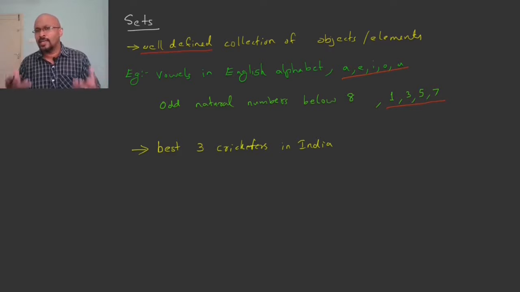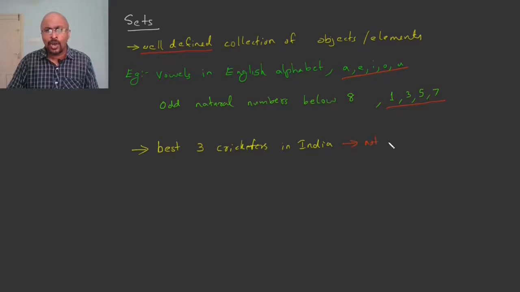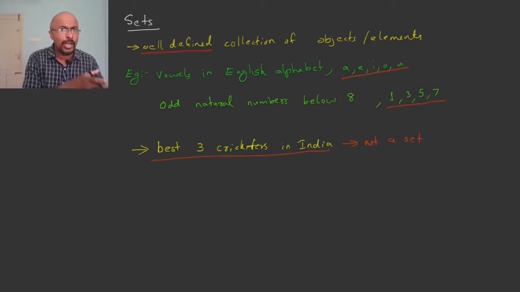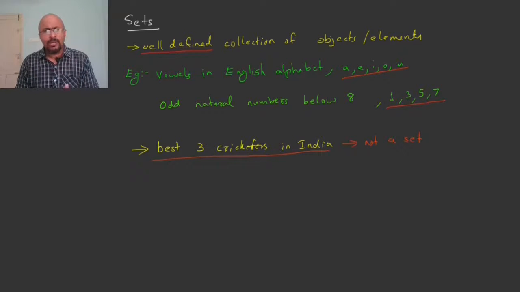You cannot say clearly whether an object or an element is inside the set or not. So, these types of collections are not a set. This is an example of a collection that is not a set. Again, remember that a set is a well-defined collection of objects or elements. So I think you understood what is a set.